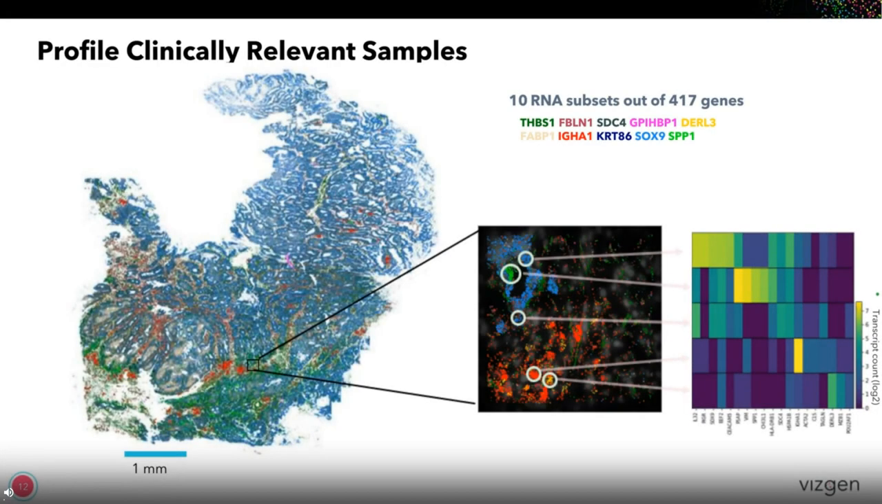So this has also been used in more clinically relevant samples. For example, showing here is using a panel of 417 genes in human colon cancer. And again, this is only 10 RNA subsets selected out of these 417 genes. There is already a lot of biological insights that you can gather from such a single measurement.